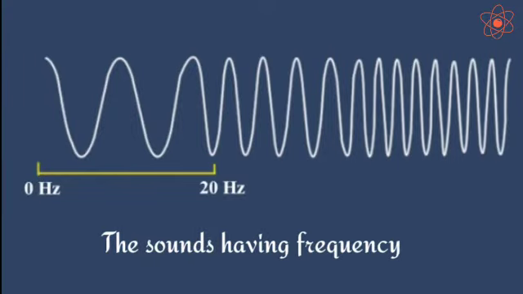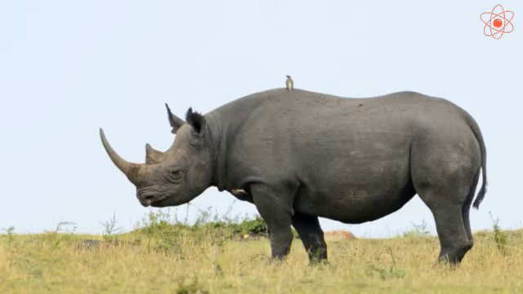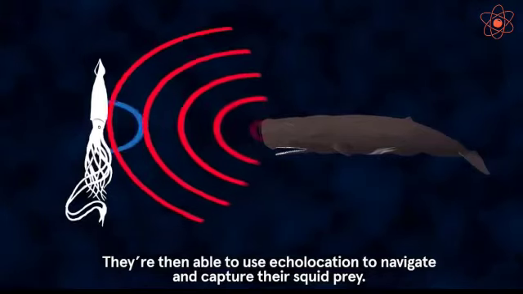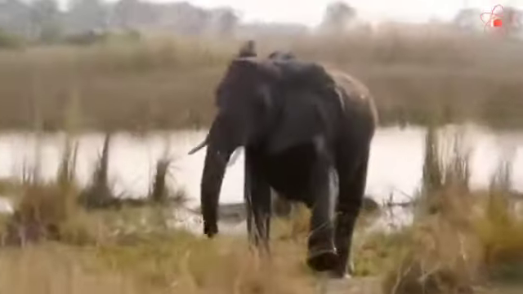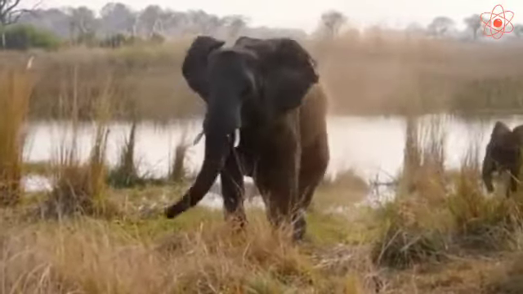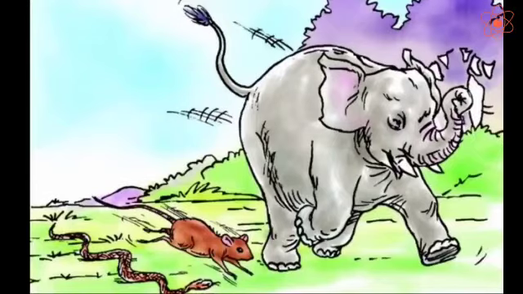The sounds having frequency less than 20 Hz are called infrasonic sounds. Rhinoceroses, whales, and elephants produce sounds in infrasonic range. It is observed that these animals get disturbed before an occurrence of the earthquake because they can sense the low frequency waves produced by the movement of the earth.